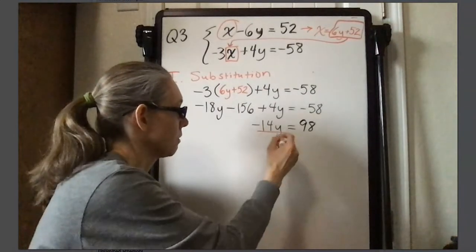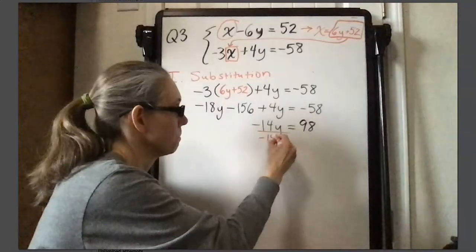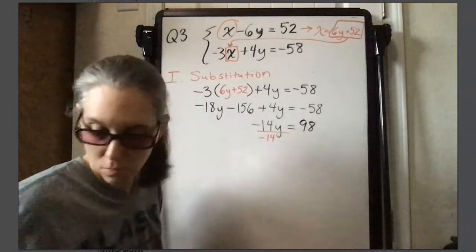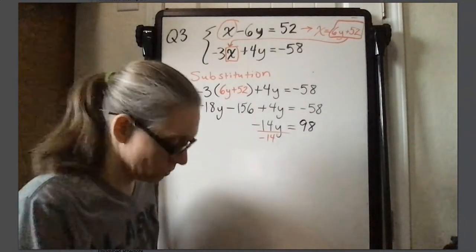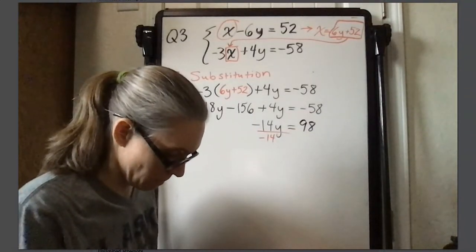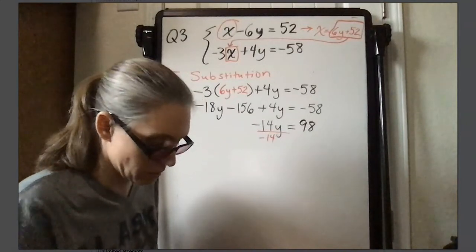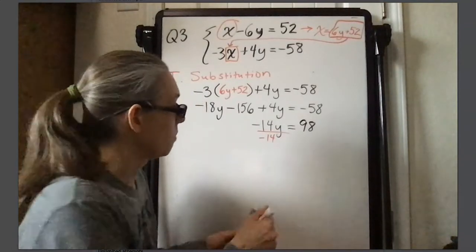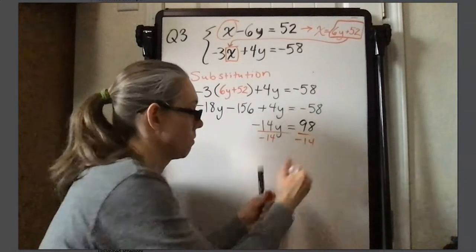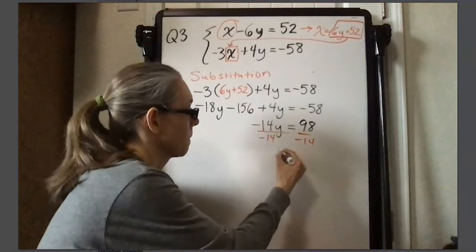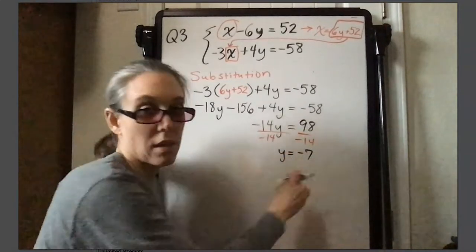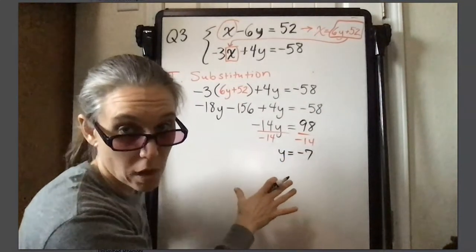And then when you divide both sides by negative 14, 98 divided by 14 is 7. So y is equal to negative 7. That's not the answer, that's just the y coordinate.